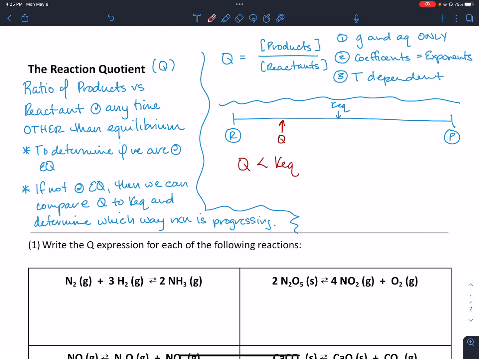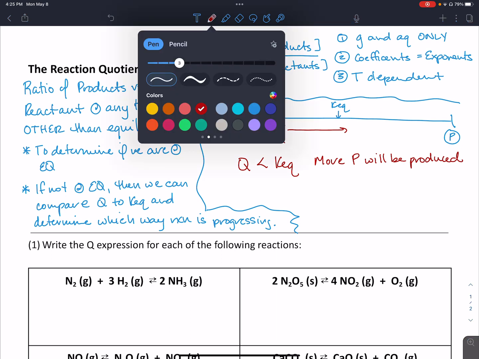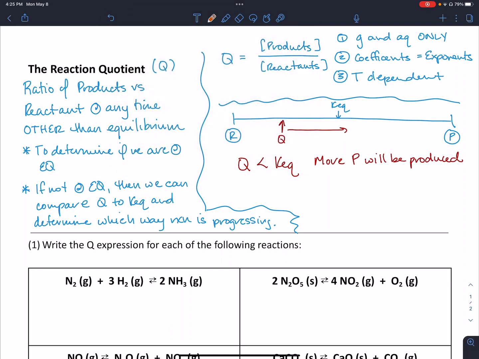So I need Q to increase to reach equilibrium. I need that Q value, that ratio, to get bigger. If that's the case, then I need to increase the amount of products. So more products will be produced, because that will increase the numerator of my ratio, which will make my overall value get larger.